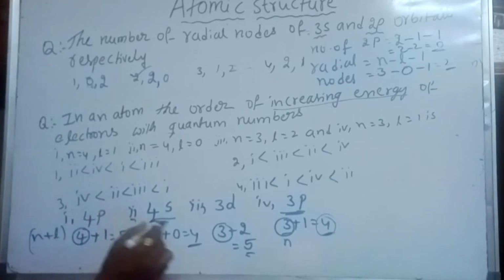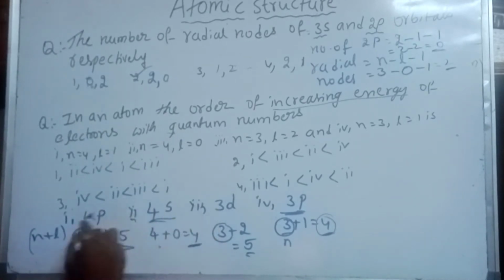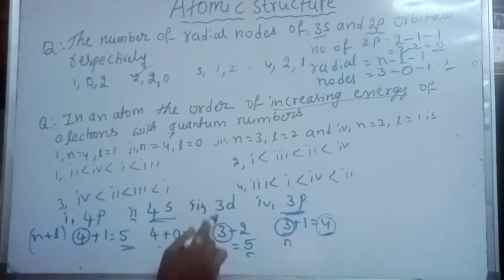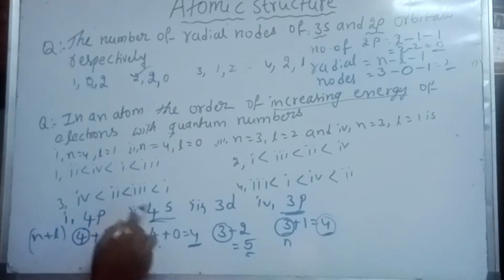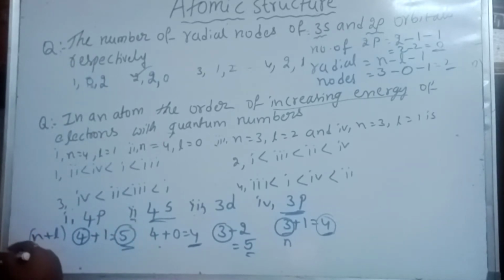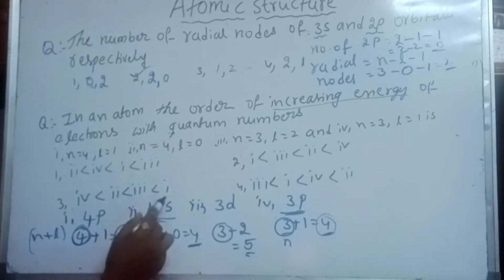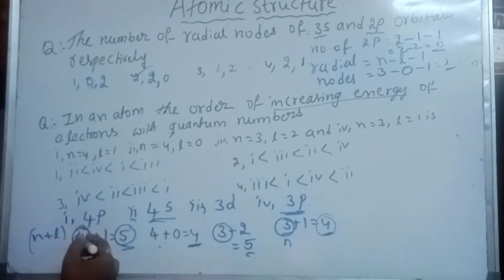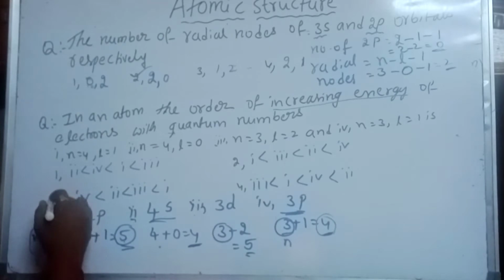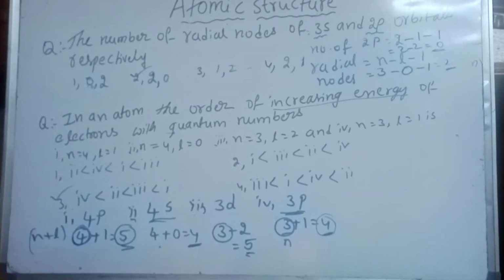Least energy. Then here, this got 5, so next comes this orbital, the second option. Next, the first and third both have the same value, but this has a lower n value, so this has less energy. So next comes the third one. And last, which one has more energy? The 4p orbital. Why? Because this has 5 as n plus L value, and if we compare these two, this has more n value, so this has more energy compared to all these. So according to the options, which one is the correct one? The third one is the correct one.